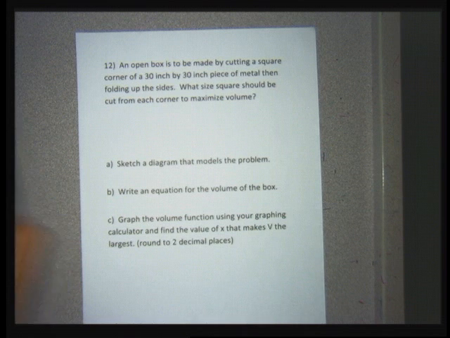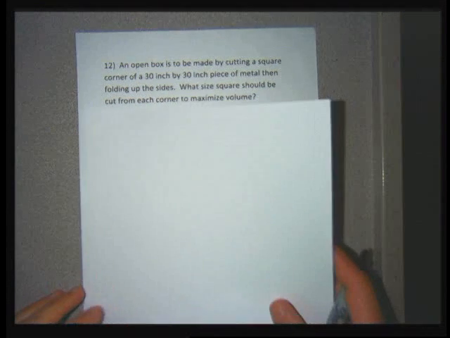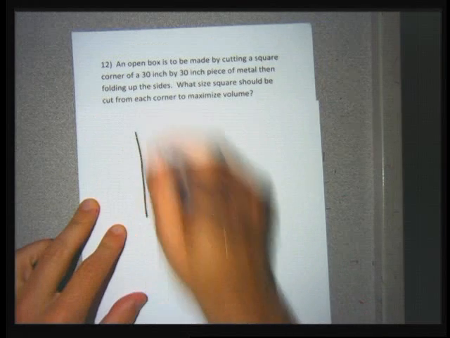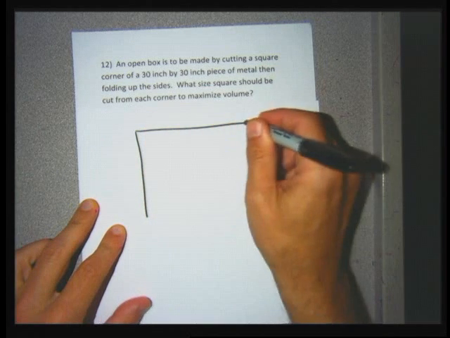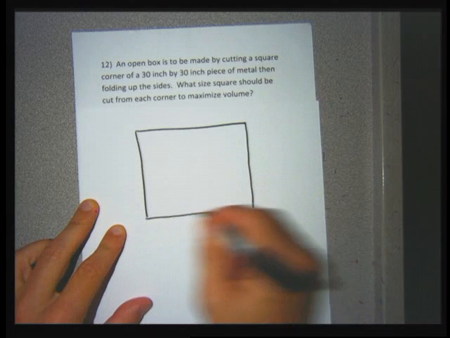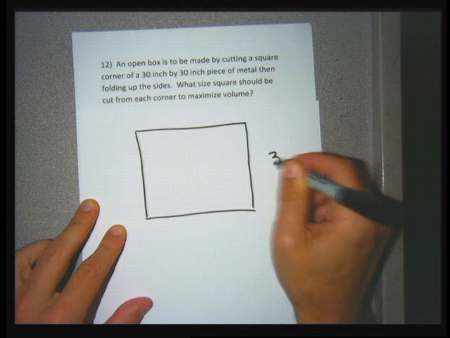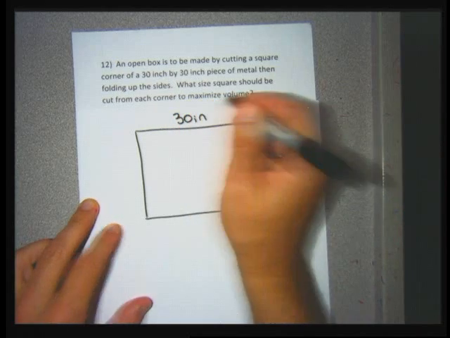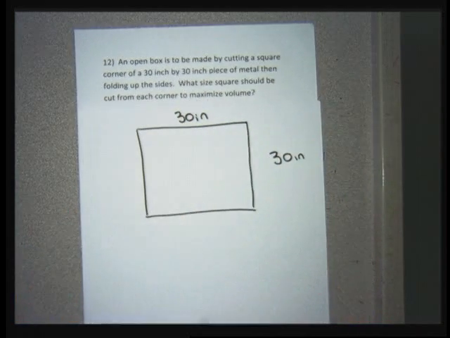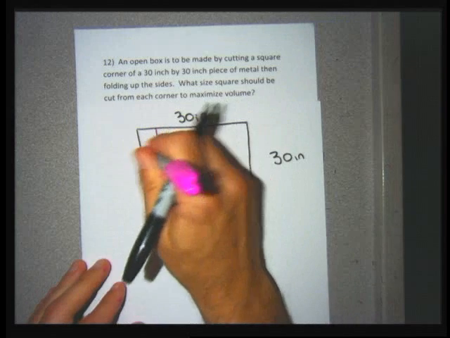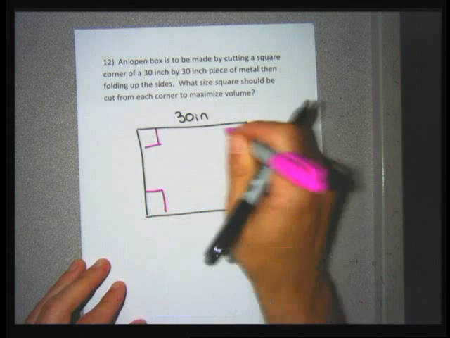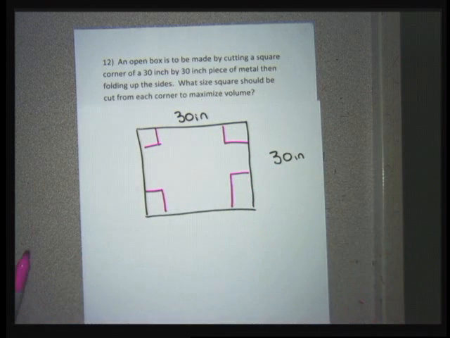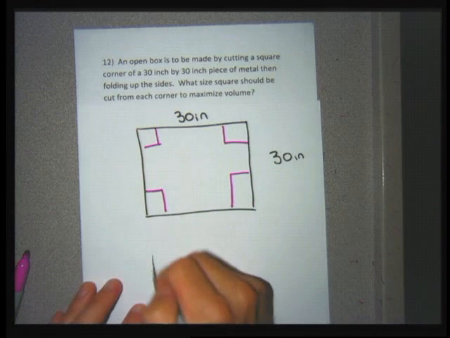Problem 12 is exactly the same problem, except I changed the dimensions of the box, and I changed it from cardboard to metal, but that absolutely doesn't matter. So in 12, I'm going to make a box. I'm starting off with a square base, so it'd be nice if this actually looks square. This is my diagram. It starts off to be 30 inches by 30 inches, and exactly the same, I'm cutting out squares. Those are all supposed to be squares.